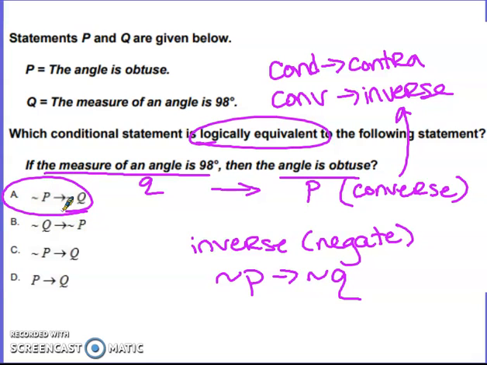Letter B is your contrapositive. Letter C is no special type, and letter D is your original conditional. So the thing to keep in mind is we need to make sure they're logically equivalent. The original and the contrapositive are, and your converse and inverse are.